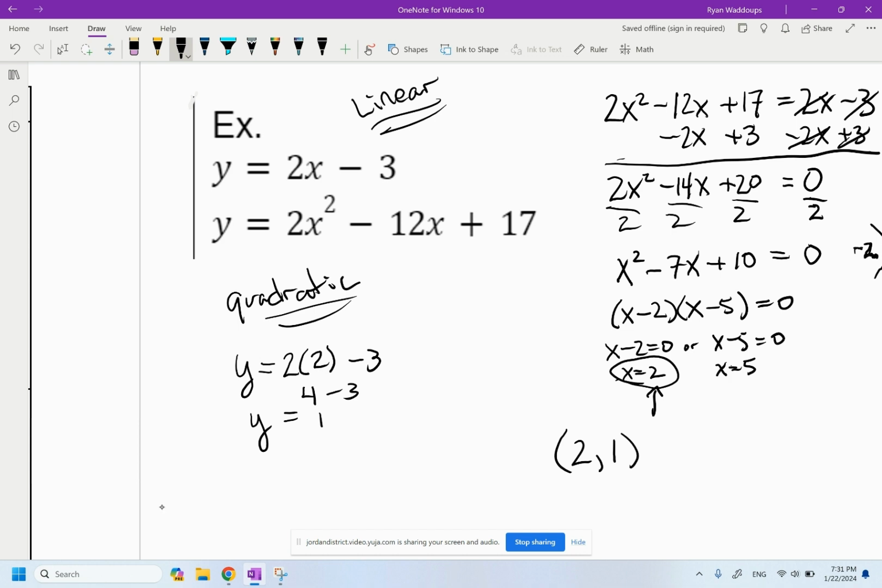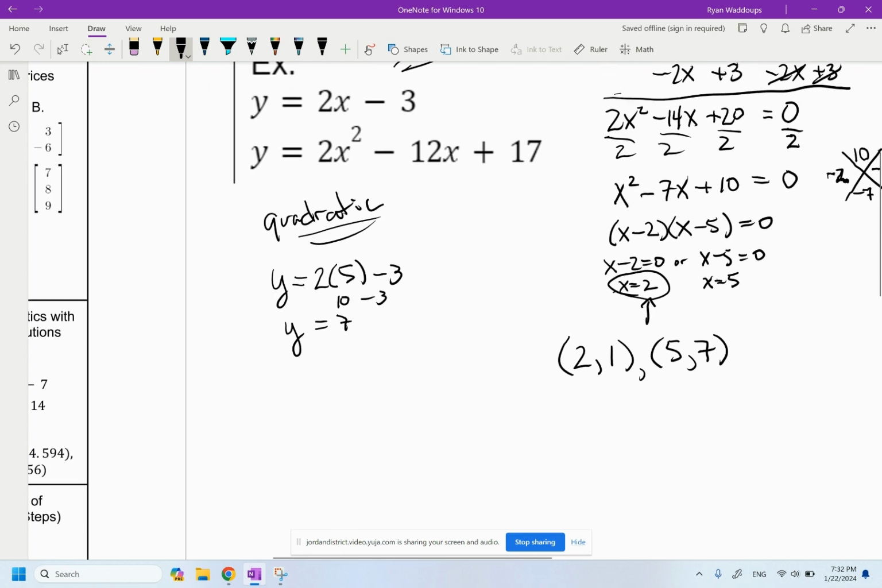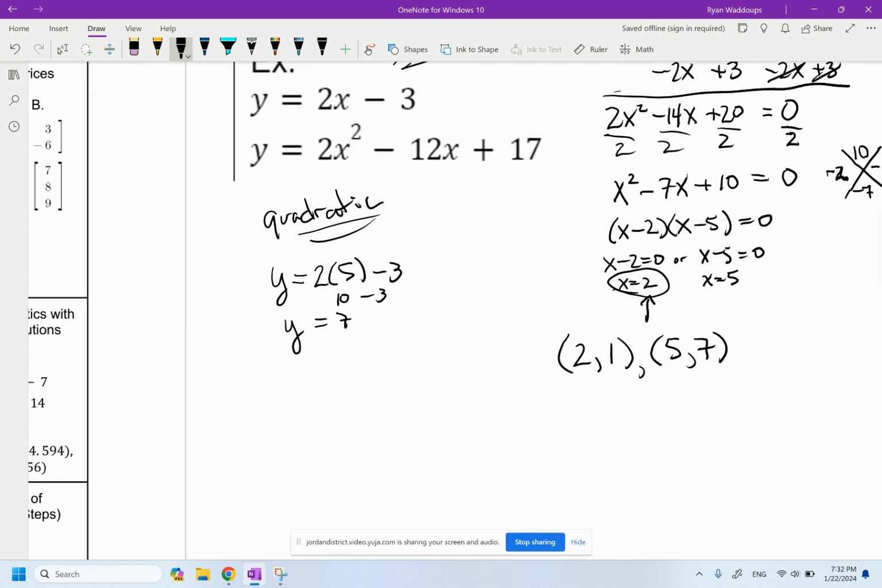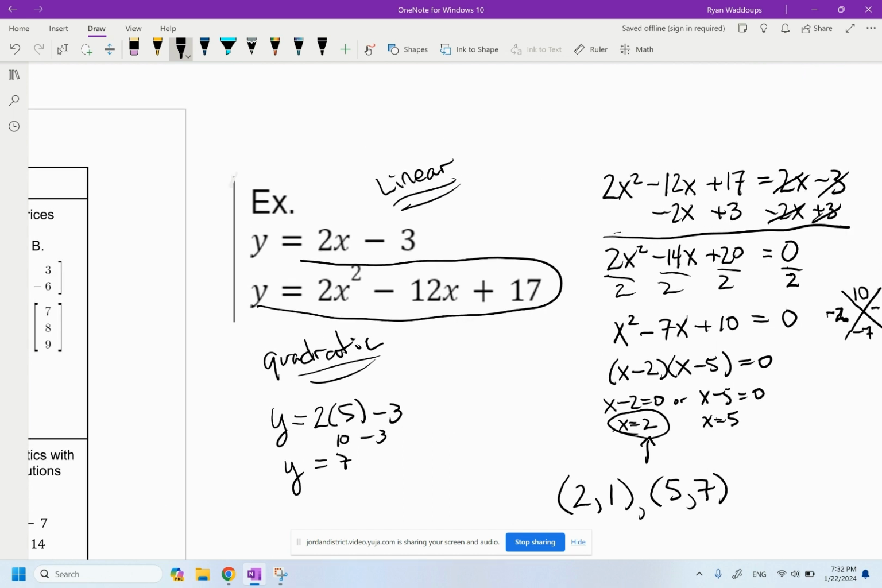And then I want to know what happens when x equals 5. So I'm going to do the same thing, but here instead of 2, I'm going to put 5. And 2 times 5 is 10 minus 3, and 10 minus 3 is 7. And so when x equals 5, y equals 7. And I can plug those x and y values into the other equation just to verify that they solve both equations.